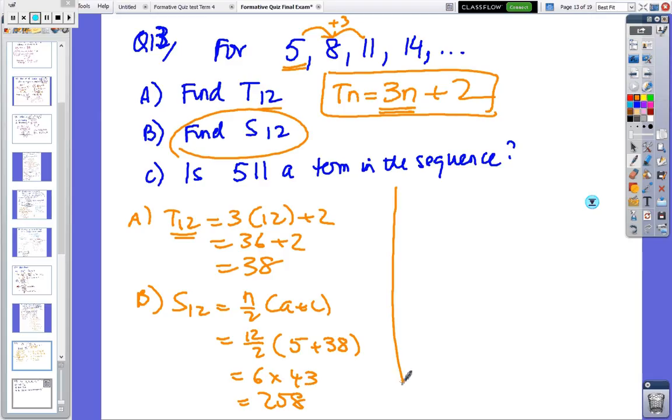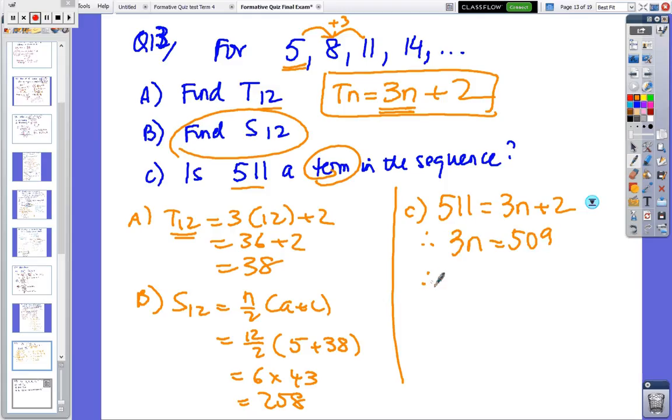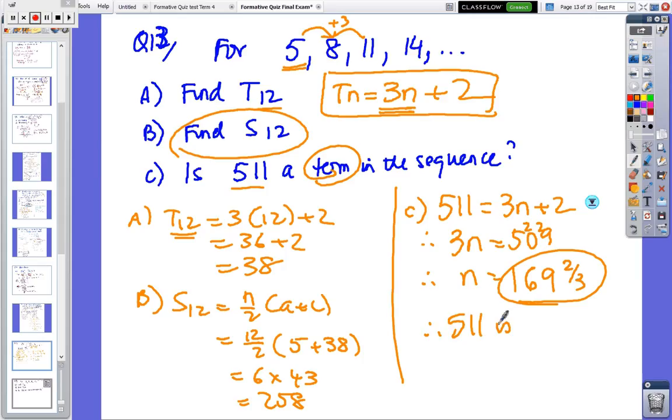And the last one, okay, is it a term? So we use the term formula. So 511 equals 3n plus 2. Subtract 2 is 509. So n equals 509 divided by 3. 3 into 5 is 1, carry 2. 3 into 20 is 6, 6 3s are 18, carry 2. 3 into 29, 9 3s are 27, remainder 2. So that's not a whole number. So 511 is not in the sequence, because n had to be a whole number to be in the sequence.